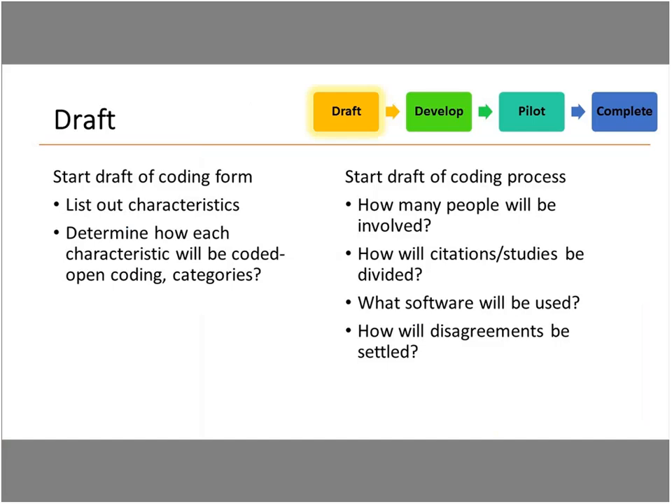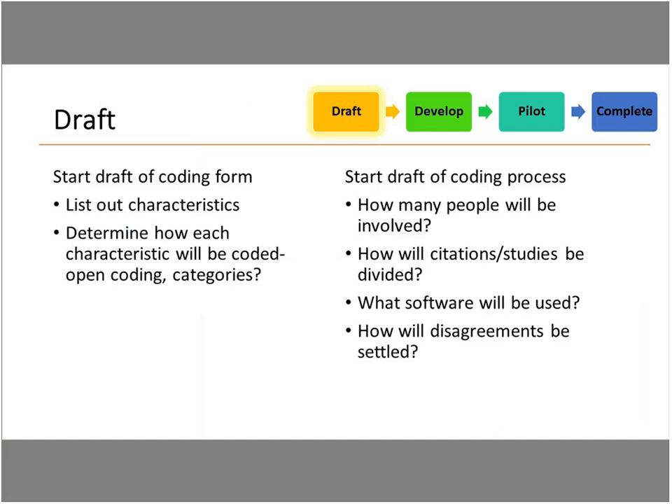So in drafting this, I suggest that they start listing out those characteristics, just brainstorming it, and then go back through each one of those and think, okay, is this going to be an open type of question where I'm just filling in text? Do I know some categories? How do I want to collect this information?